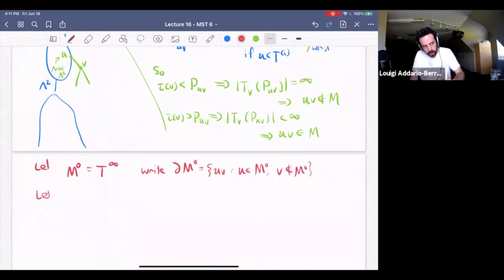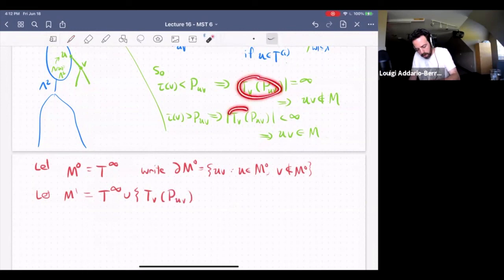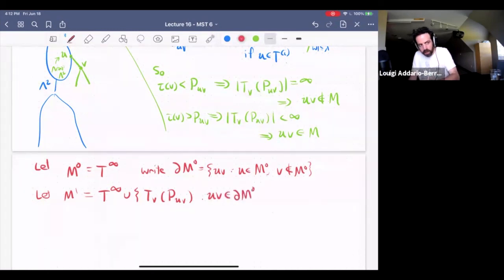Okay, and then we'll let M1 be everything that gets added on according to this rule for whether or not these neighbors get added to the tree. So which trees do we add on? We add on the trees T_V, P_UV whenever this thing is finite. So for UV in the boundary, so these are boundary edges where tau V is bigger than P_UV.